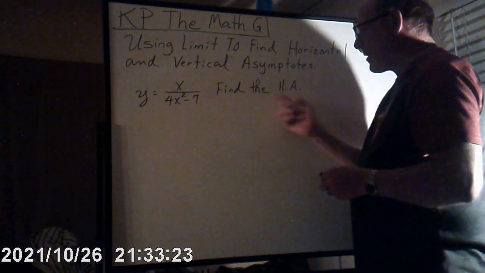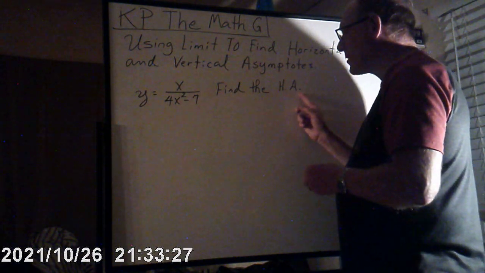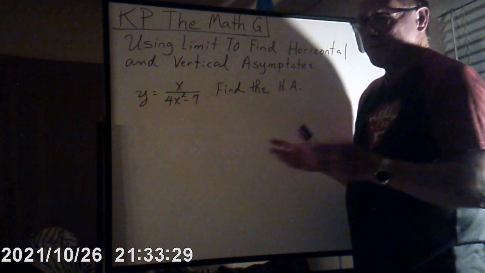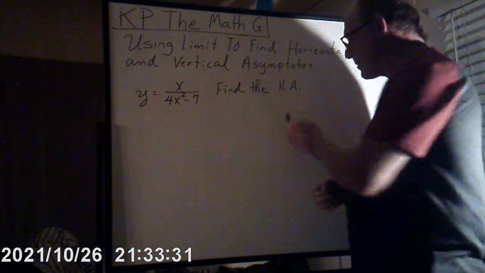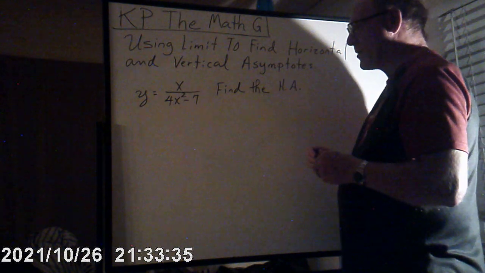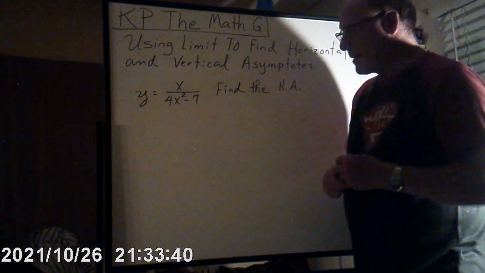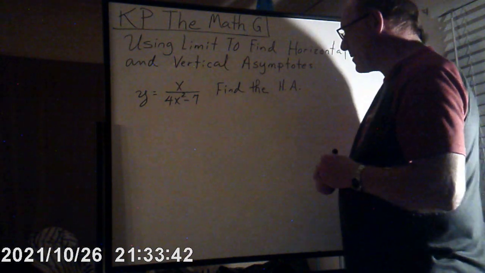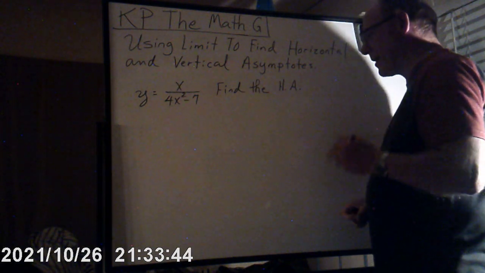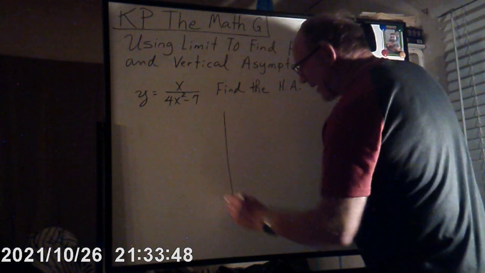Alright, we want to find HA, which is the horizontal asymptote. If you see me write H.A. there, that is going to be horizontal. Vertical will be VA, and that's the way I abbreviate it. So, first of all, what is a horizontal asymptote in the first place? It may be good to know that.